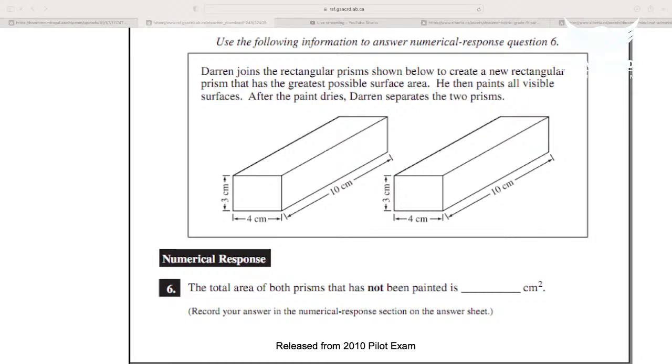So Darren joins the rectangular prism shown below to create a new rectangular prism that has the greatest possible surface area. He then paints all visible surfaces. After the paint dries, Darren separates the two prisms. The total area of both prisms that has not been painted. Okay.